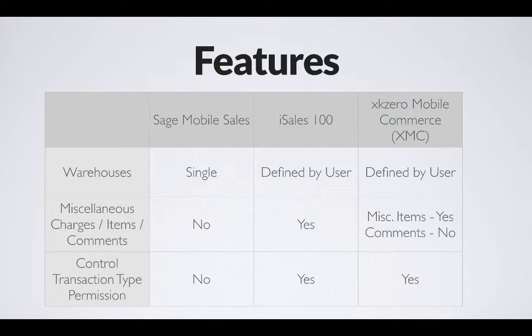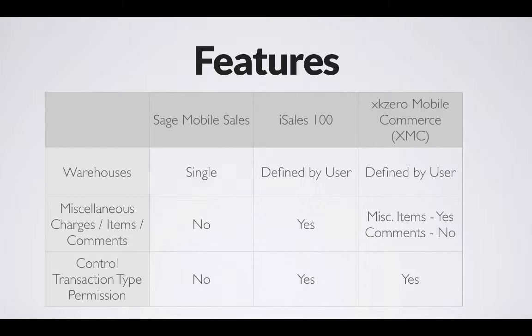Miscellaneous charges, items, and comments. If you're a Sage 100 user, you have regular inventory items, miscellaneous charge codes, miscellaneous item codes, and comment codes. iSales supports them all. And again, you can define by user which types you want. Do you even want charges? Do you want comments? All of those kinds of things, you can define. On XMC, you can have miscellaneous items, but we don't do comments. And Sage Mobile Sales does none of them. Sage Mobile Sales is only regular inventory items.